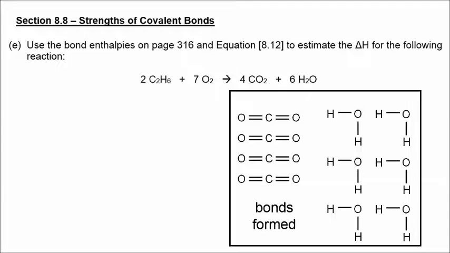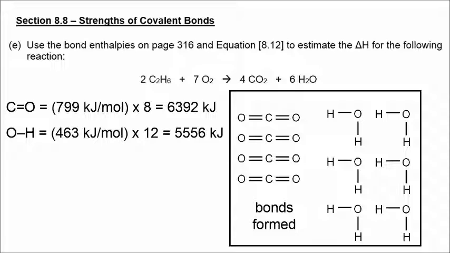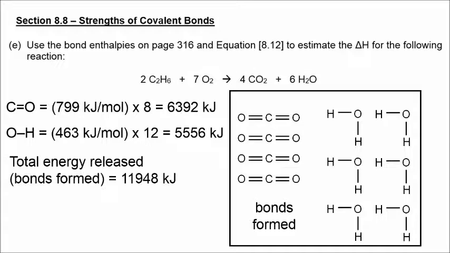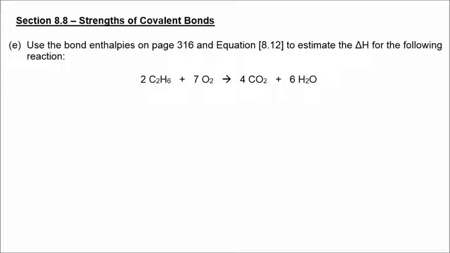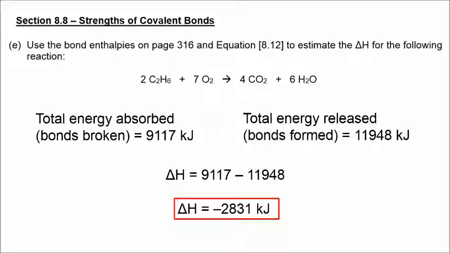So 8 carbon-oxygen double bonds, 12 oxygen-hydrogen single bonds, grand total of energy released 11,948 kilojoules. If we put bonds broken minus bonds formed, we get a delta H of negative 2,831 kilojoules for that reaction as written.